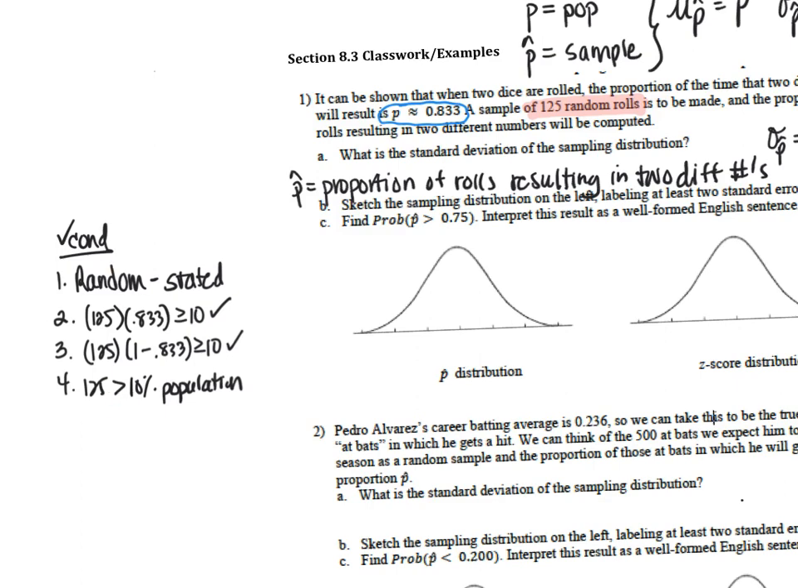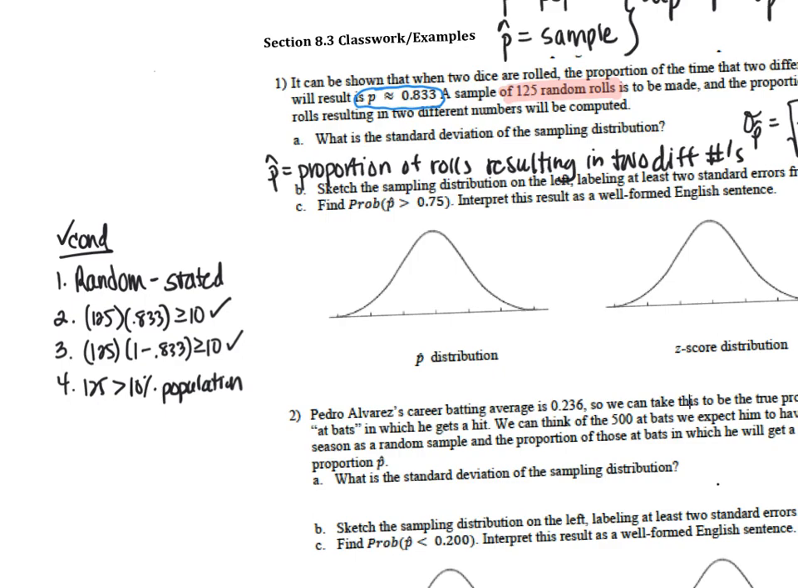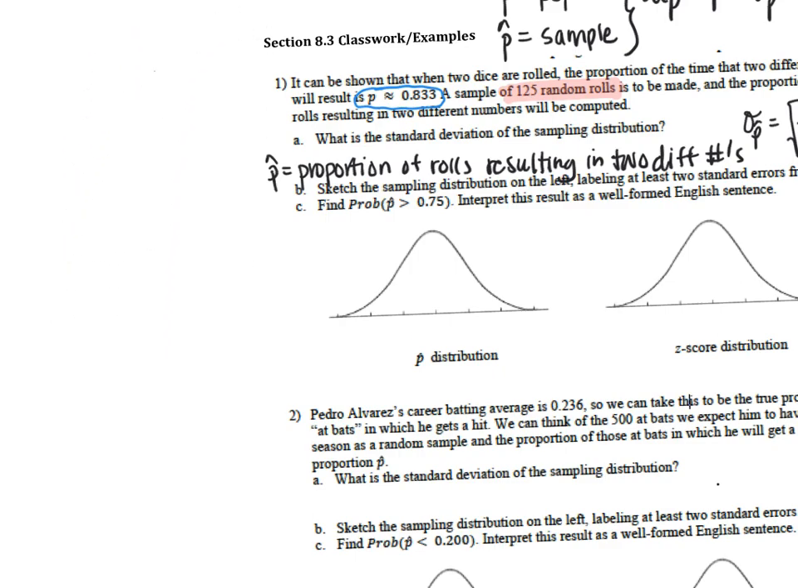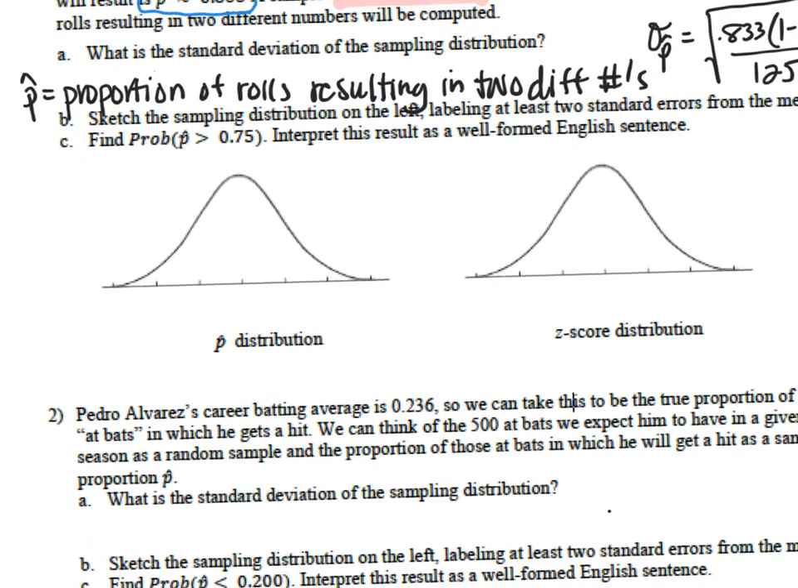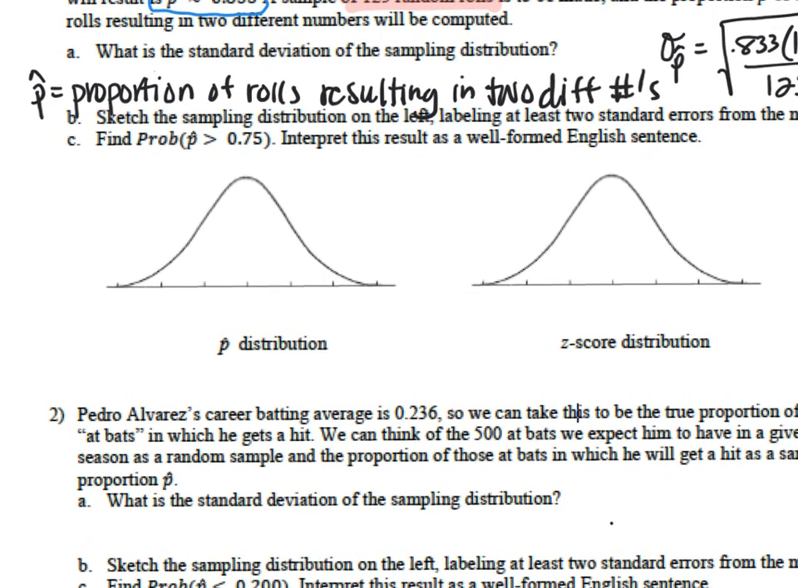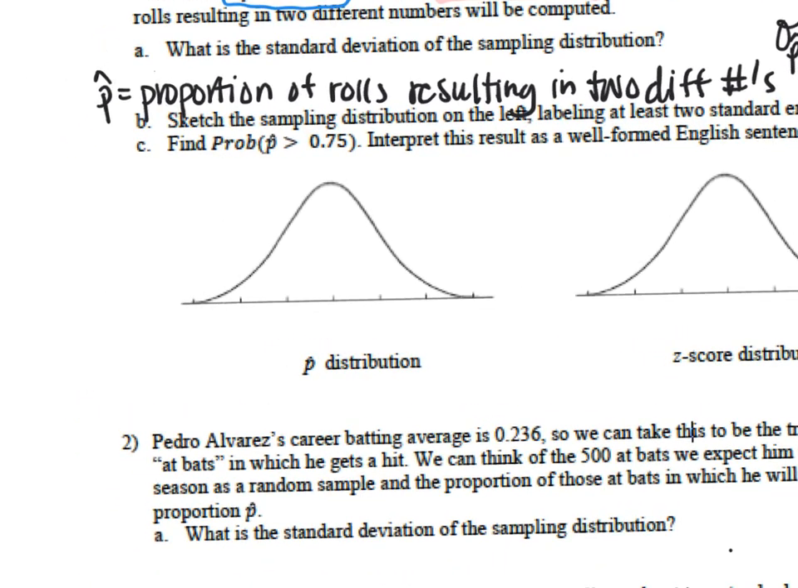This needs to be done at any time before we feel comfortable assigning means and standard deviations to normally distributed data or distributions, okay? All right, question C. I'm going to move these away because they're in the way now. Question C, it says, interpret this result, find the probability p hat is greater than 0.75 and interpret this as a well-formed English sentence. Okay then. Let's do that. All right, so I want to find the probability that p hat is greater than 0.75. And remember, this is the proportion of rolls resulting in 2 different numbers.